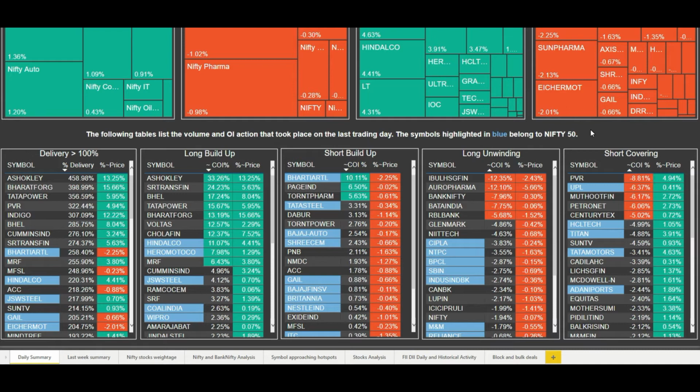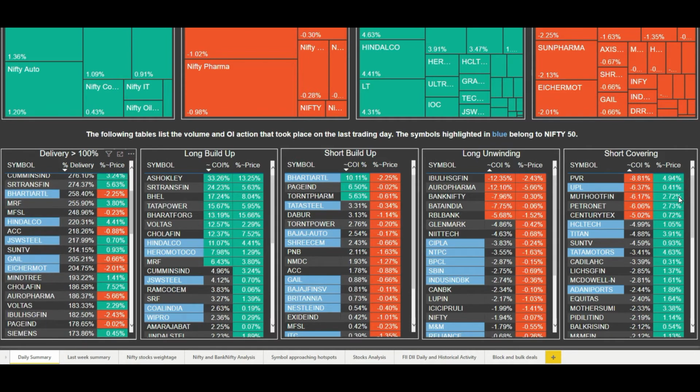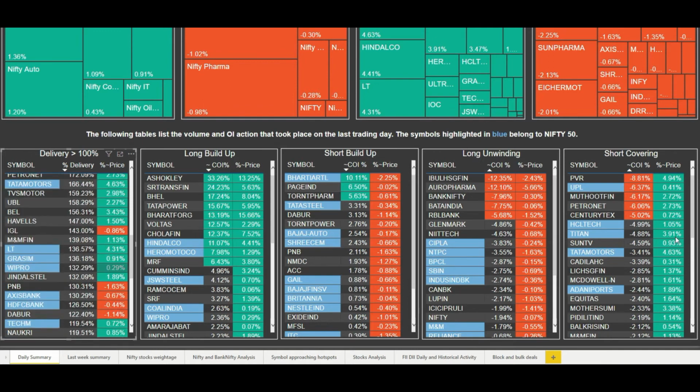Similarly, the second place was taken by Bharat Forge, then Tata Power, PVR, and similarly in decreasing order of the delivery percentage you can see all the stocks. If the color of the price is green, it means the stock has closed in green, or has risen today, and if it is red, it means the stock has fallen today. And as you can see, the stocks highlighted in blue belong to the Nifty 50. So you can see the whole list of stocks.